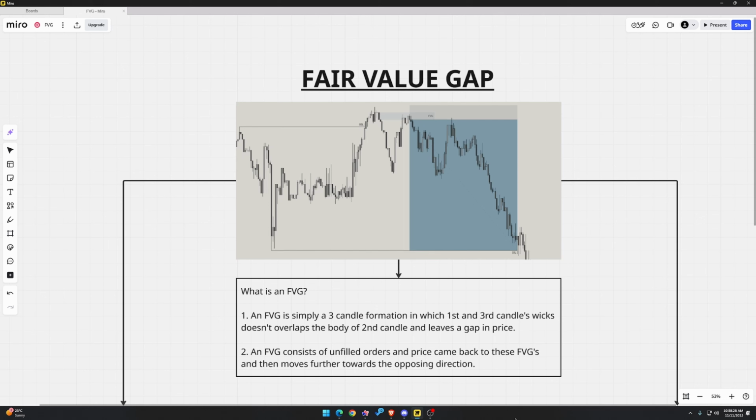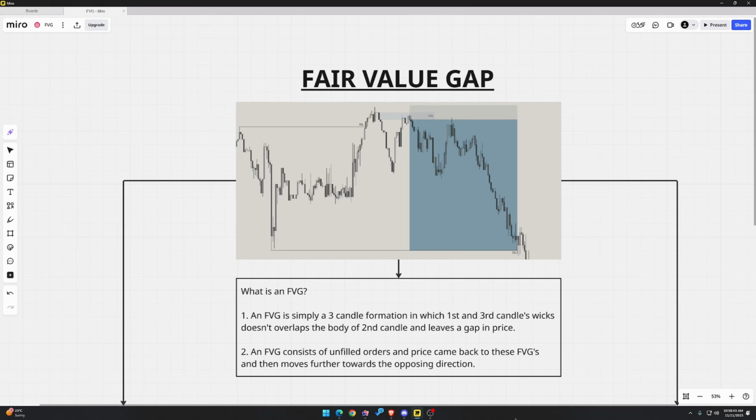In today's video, I'm breaking down fair value gaps, and trust me, I'll explain it so simply that even if you're completely new to trading, you'll get it right away and be able to use it in your own charts. Alright, so let's start with the basics.